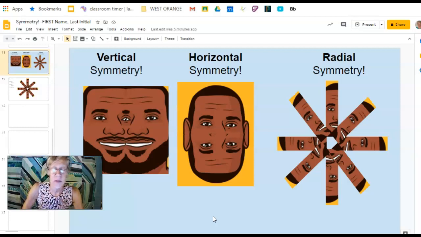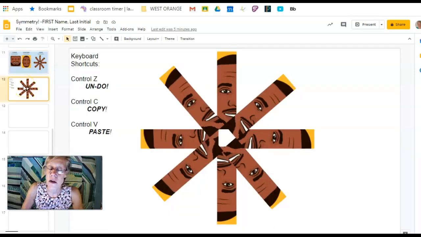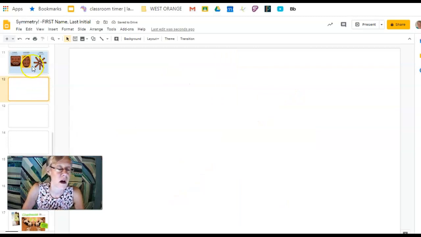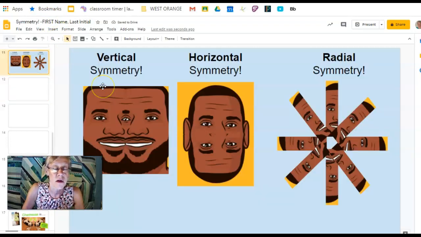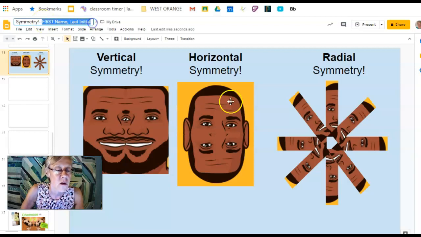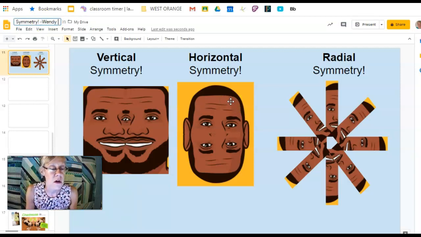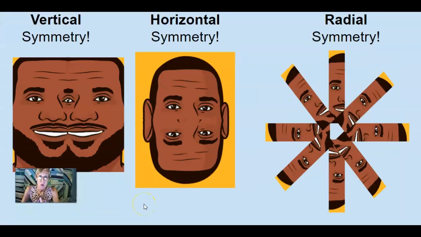So now that my display page is done, I no longer need the work page, and I can hit backspace or delete to get rid of that. I go back to the display page with all my finished artwork, and I want to correctly name my Google Slide file. First name, last initial. Keep the word Symmetry. You'll submit this one page to me on Google Classroom, and later I'll explain my idea for a digital art show.